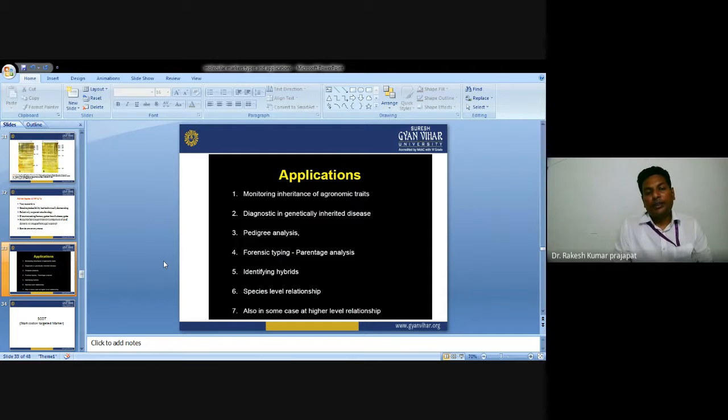Now applications. Monitoring inheritance of agronomic traits, diagnostics of genetically inherited disease, pedigree analysis, forensic typing, identification of different hybrids, species level relationships, also in some cases higher level relationships.